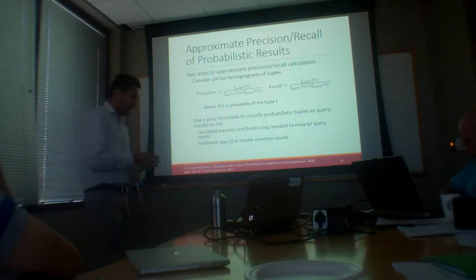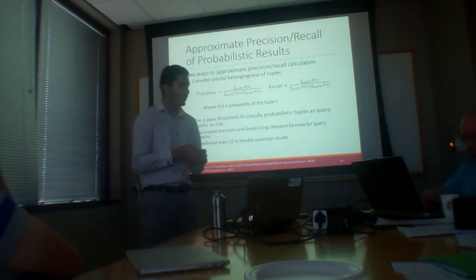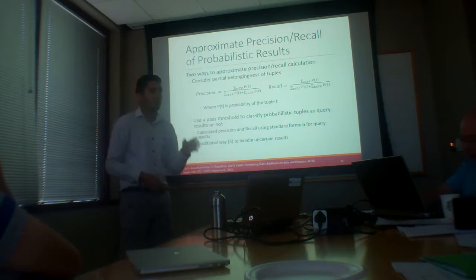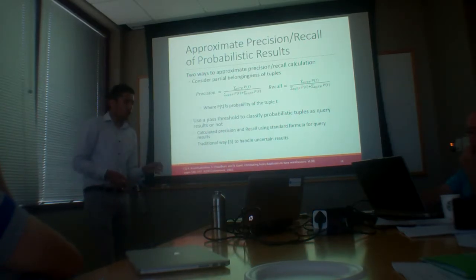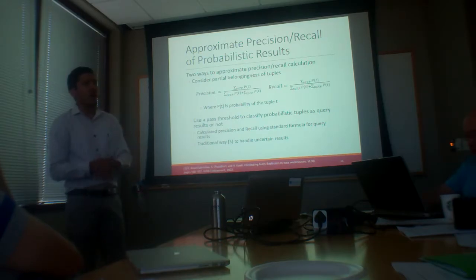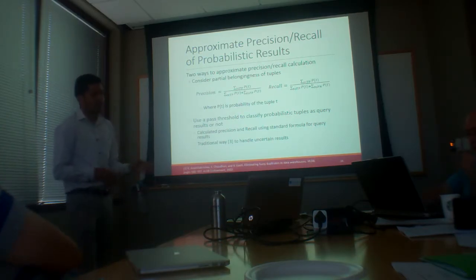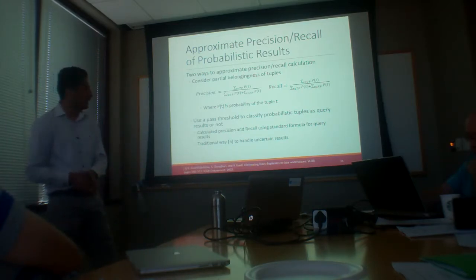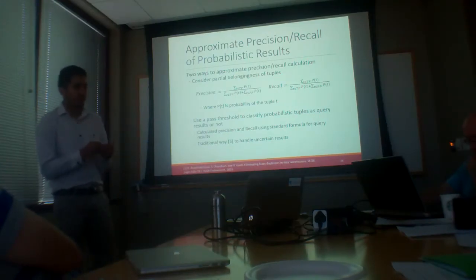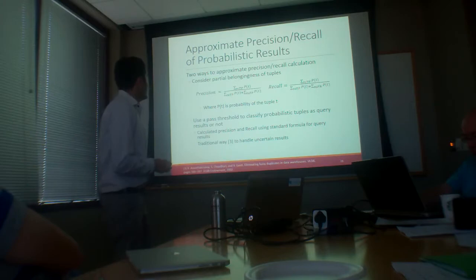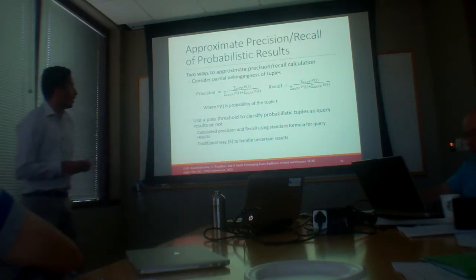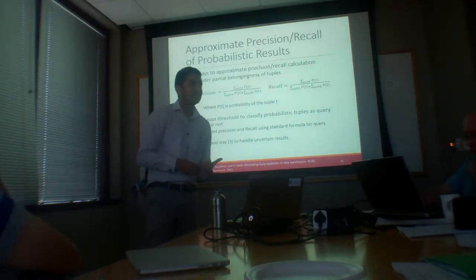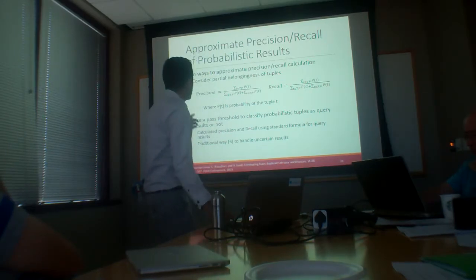The second approach to approximate the probabilistic query results is to use a pass threshold that classifies the probabilistic results into query results or not query results. Once we have the query results that pass that particular threshold value, we can use the standard deterministic method to compute precision and recall. This is actually the traditional way in which uncertain results are handled. So we are going to follow the second approximation method.